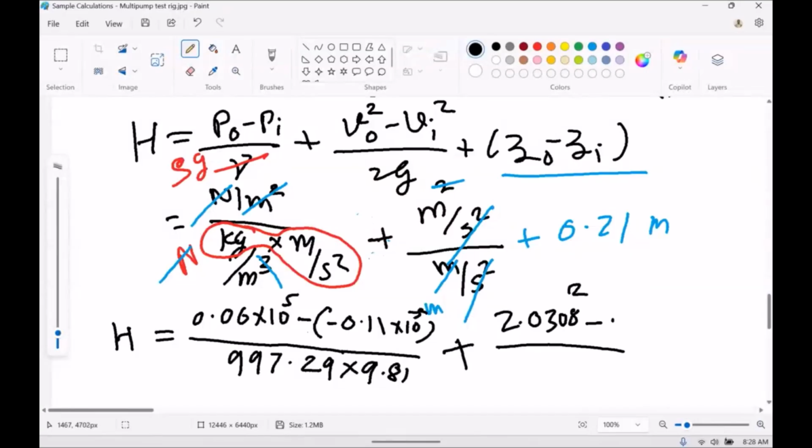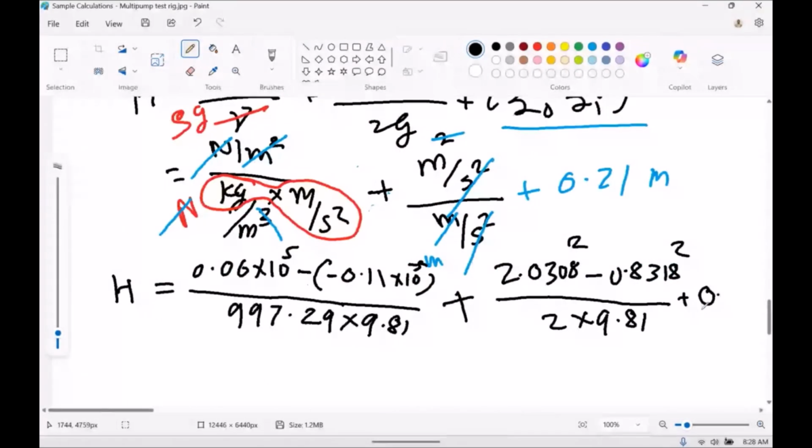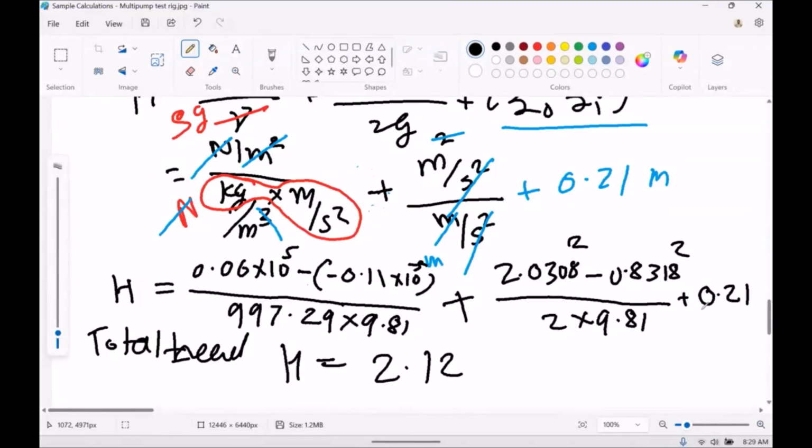Plus velocity is 2.0308 square minus 0.8318 square, as we calculated before, into 2.981. So here we calculated velocity and we are going to put this velocity, plus 0.21 meter is the potential head, and here we will get the total head developed by the pump. H is equal to 2.1226 meters of water. Now we'll go for hydraulic power output.